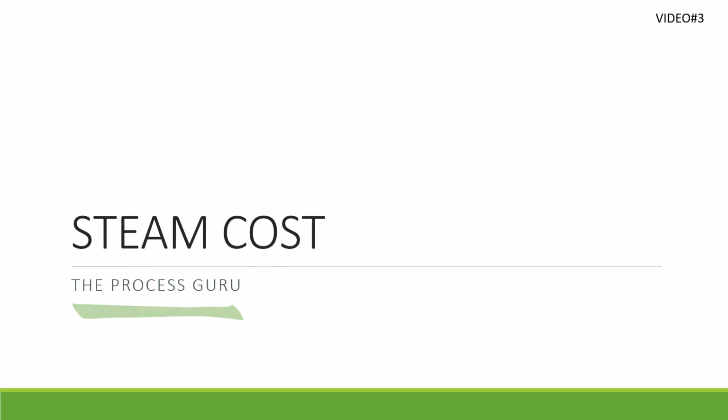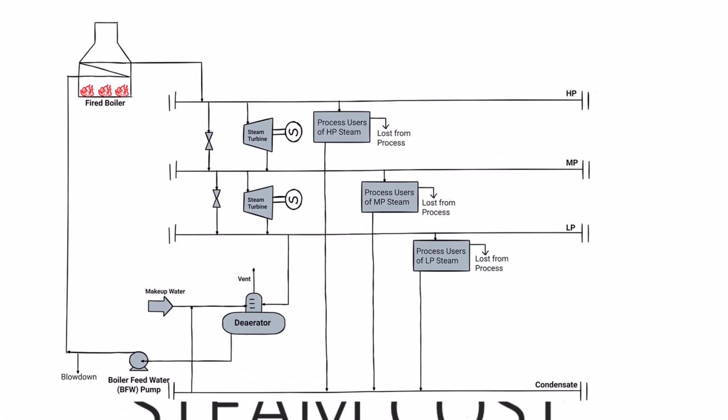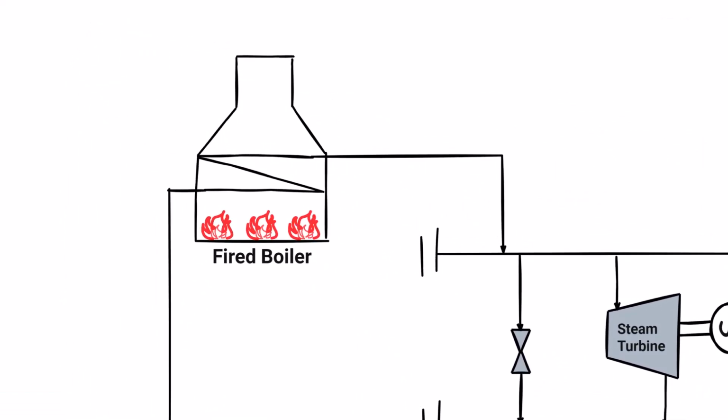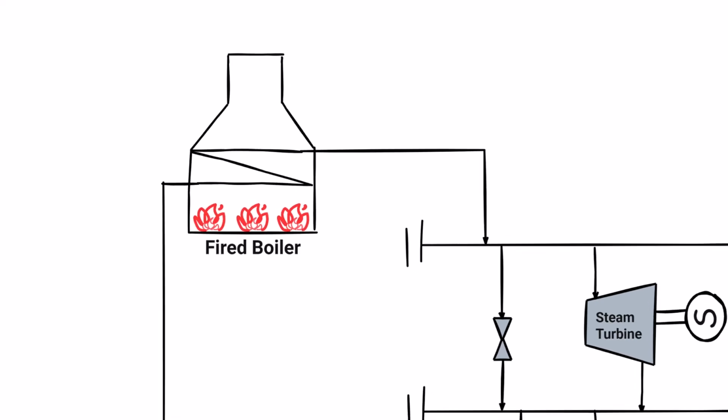In this video, I'll show you how we can estimate the cost of steam in a chemical process plant. As you know, in a chemical process plant, steam is produced in steam boilers. These steam boilers run on fuel. This fuel can be natural gas, mixed fuel gas, or fuel oil. And the cost of steam is actually dominated by this fuel cost.